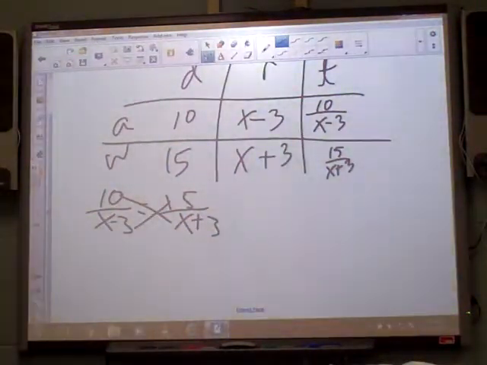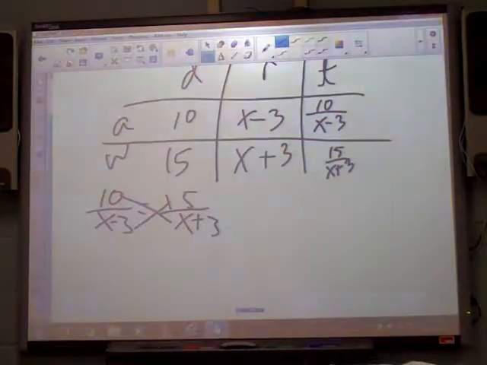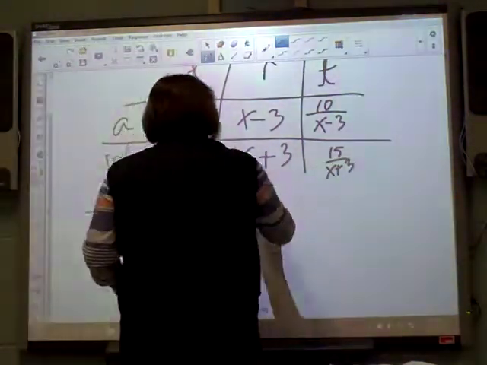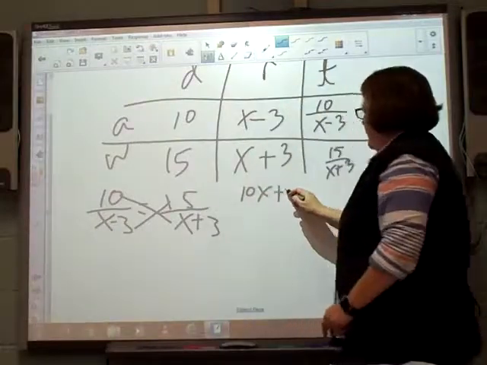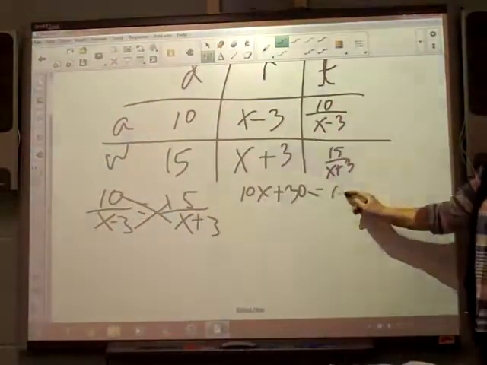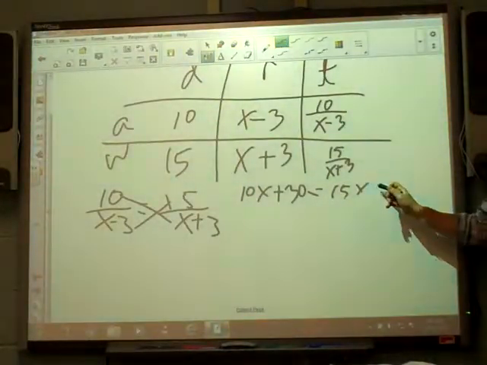When you do that cross multiplying, you got distributing to do on both parts now because they both have binomials. So 10 times x and 10 times 3 equal to 15 times x and 15 times negative 3.